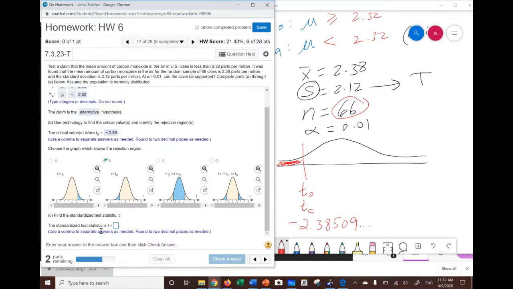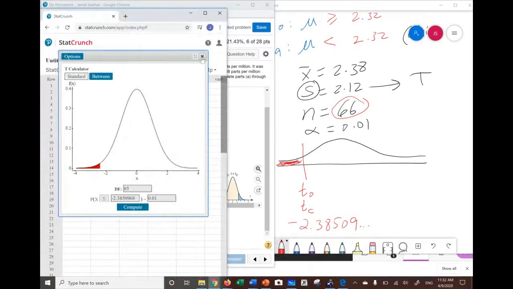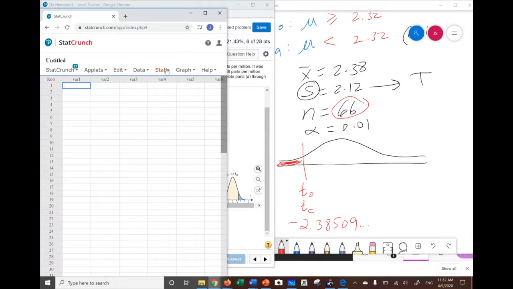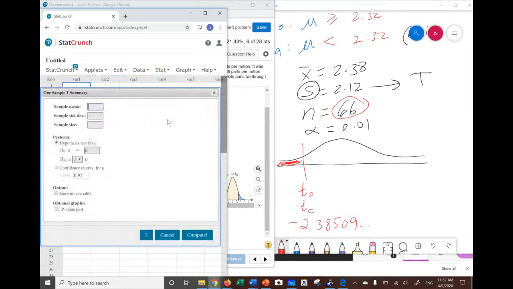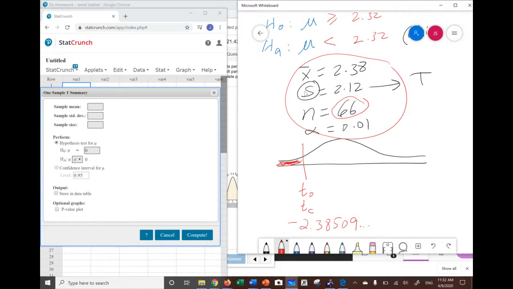Now find the test statistic. To find the test statistic, this is what we do with StatCrunch. I have the data next to me here. I go to stat, T stat, one sample with summary, and I fill in the sample mean, which is 2.38, the standard deviation 2.12, and the sample size 66. Notice they ask for sample size, they're not asking for degree of freedom.